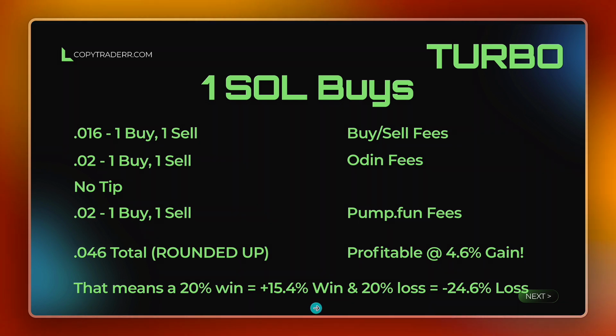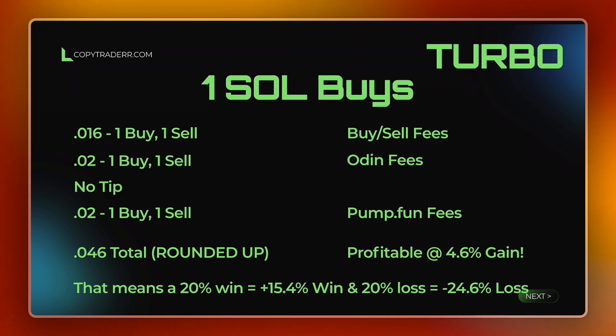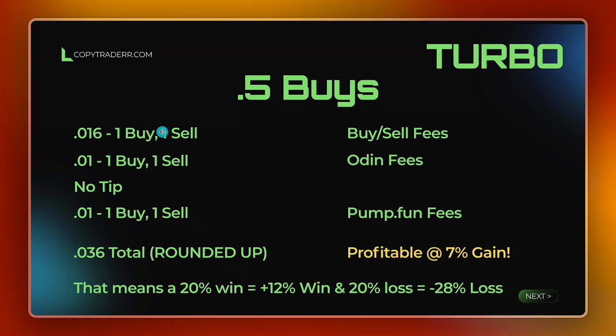But you got to remember, if you're copying someone with a 90% win rate, then you're going to have a lot more of these wins to counteract these bigger losses. So that's another part of the game. So that's a big jump from 0.5 to 1. But for turbo, I think the minimum buy for a scalper would need to be 0.5.